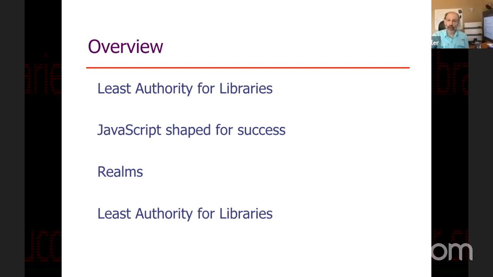So I'm going to focus on least authority libraries as the motivating problem. Then I'm going to explain why JavaScript is especially well shaped for success at the kind of security I've been trying to bring to JavaScript. I'm then going to talk about the main mechanism that we've been working on and that I'm proposing as the right mechanism to address this problem. And then I'm going to return to the problem and explain how these mechanisms brought together actually do address the issue.